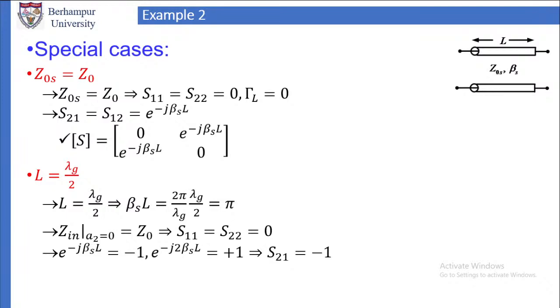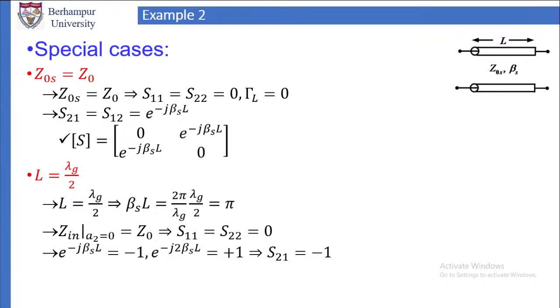Exponential minus j beta SL is equal to minus 1, because beta SL is equal to pi. Exponential minus j beta SL is equal to exponential minus j pi, that is equal to minus 1. And exponential minus j2 beta SL is equal to plus 1. So that implies that S21 is equal to minus 1. So we have got S11, S22, S21, S12. So S12 and S21 are minus 1.